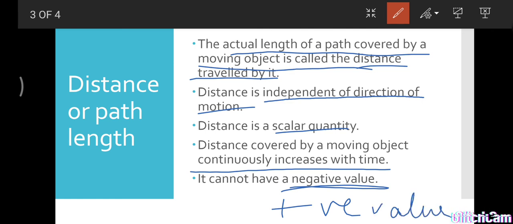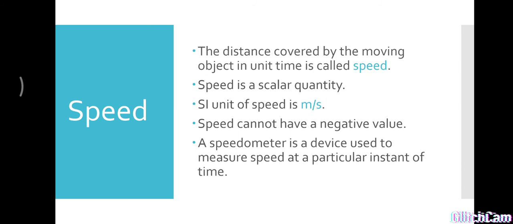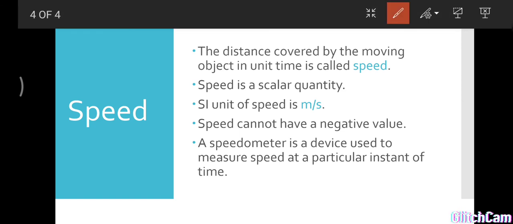Okay, so the next topic is speed. Already you know what speed is. The distance covered by the moving object in unit time is called the speed of the object. And what is the SI unit? Meter per second. And one more thing, speed also does not depend upon the direction, so it is a scalar quantity.